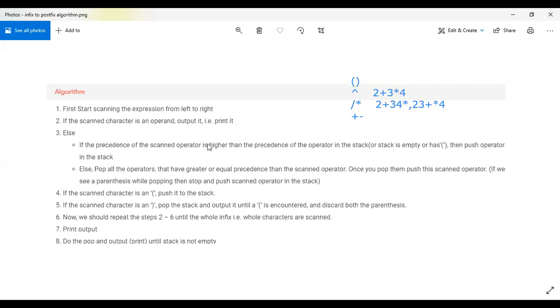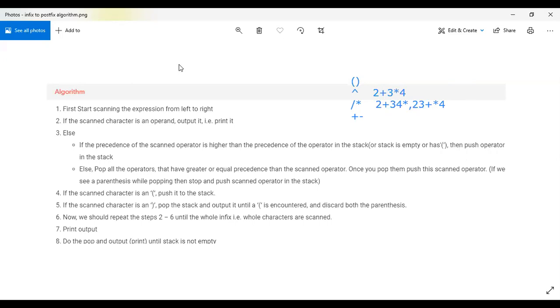You can see here, if the precedence of the scanned operator is higher than the precedence of the operator in the stack, then push the operator in the stack. Else, pop all the operators that have greater or equal precedence than the scanned operator. Once you pop them, push the scanned operator. For example, 2 plus is having some precedence, but initially the stack is empty.